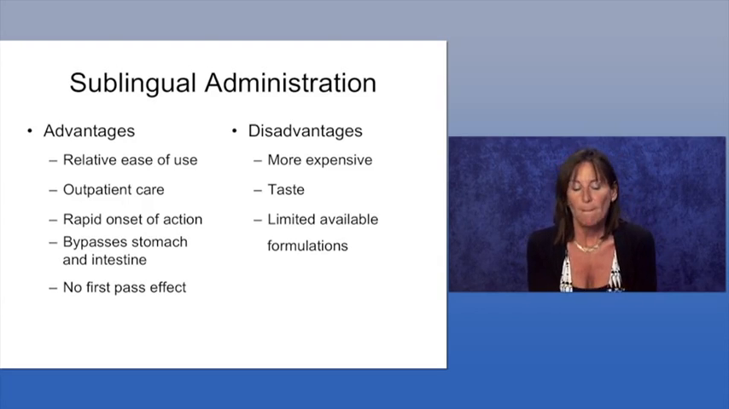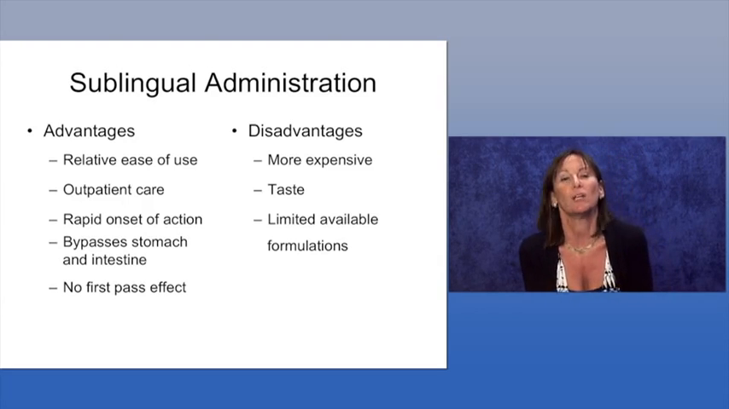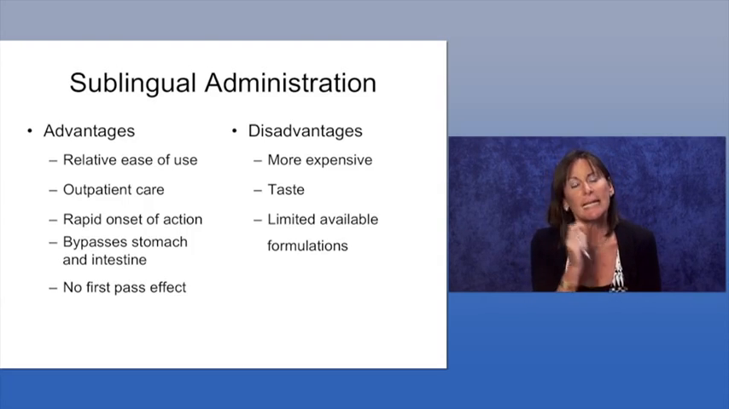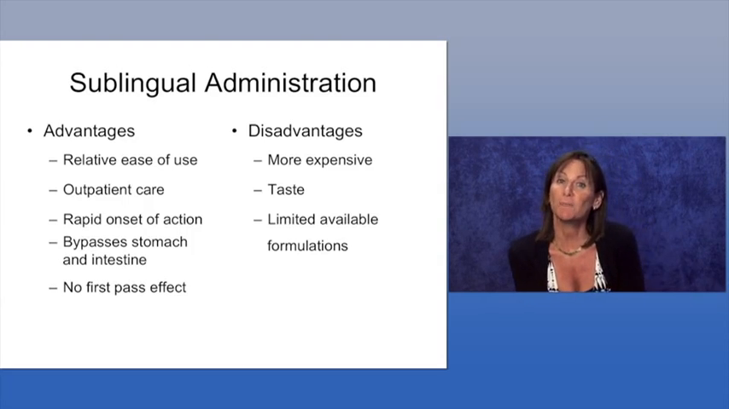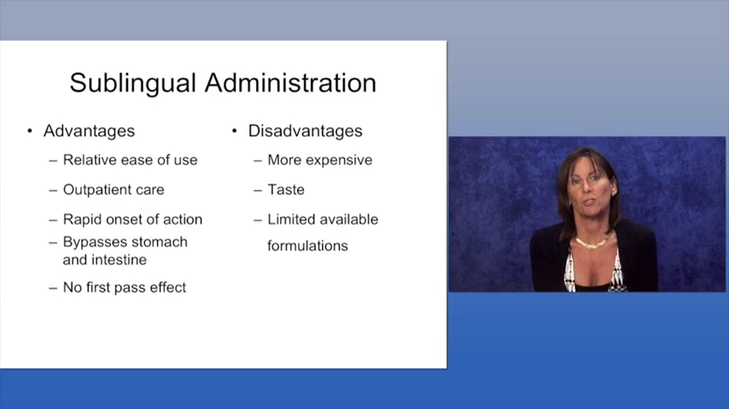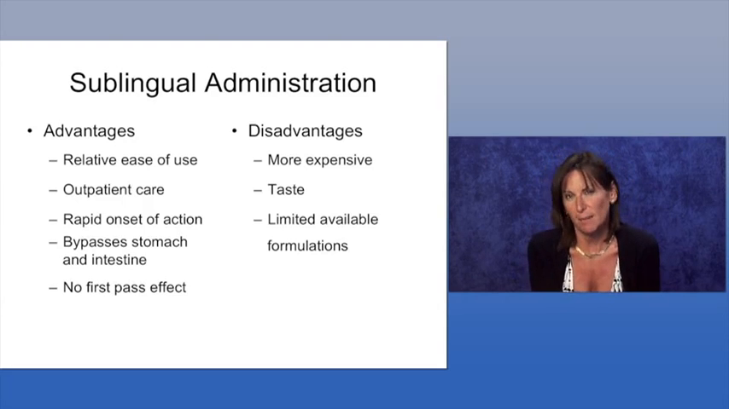And it can do so by bypassing the stomach and the intestine. And this is a real advantage because it eliminates the first pass effect. So a much more direct route of administration for the user. Disadvantages can be, not always, can be that sublingual preparations are more expensive to make, and that cost, unfortunately, is often passed on to the consumer or the insurance companies. Taste, tolerability, acceptance on the part of the user can be an issue.